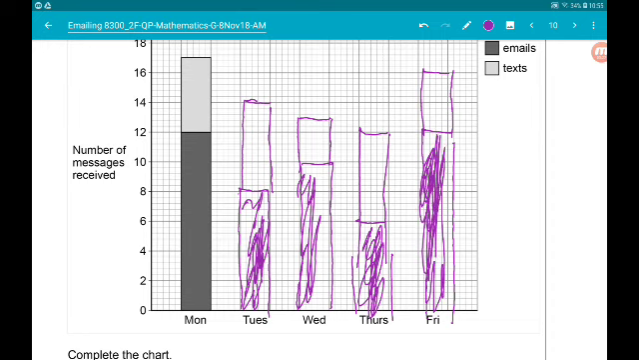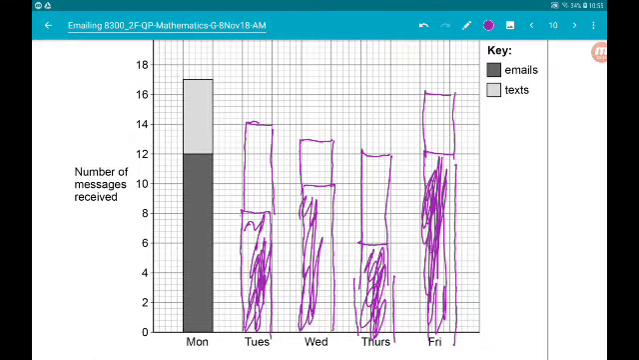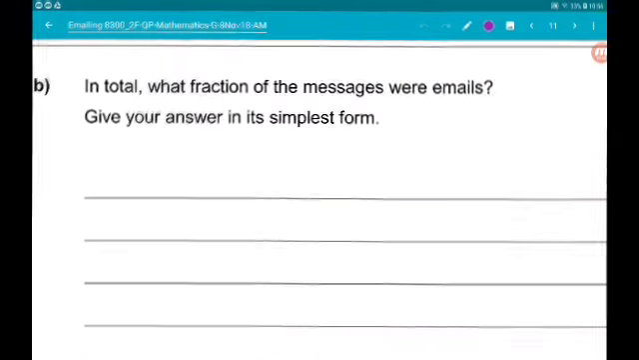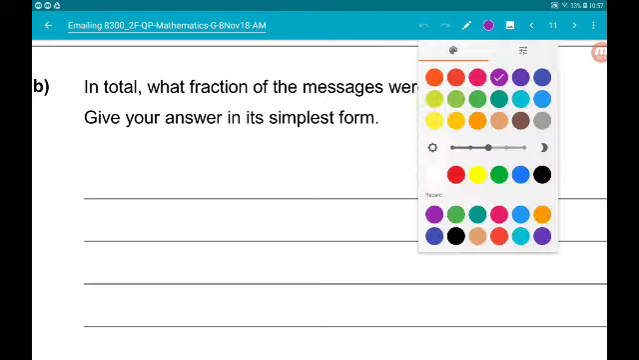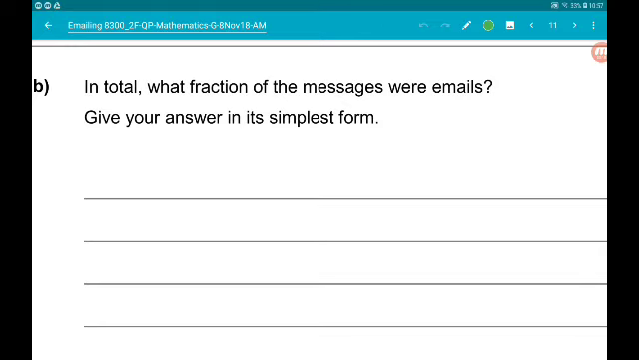Okay, there is our composite bar chart. Sorry it's a bit rough. In the real thing, use a ruler. Part B. In total, what fraction of the messages were emails? Give your answer in its simplest form. So for that, we need to know two things. How many emails he got in total, and how many messages he got in total.